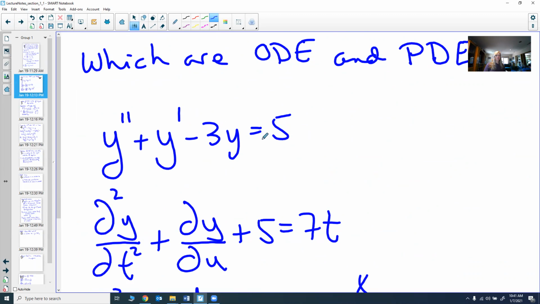So this is a differential equation, y double prime plus y prime minus 3y equals 5. When we write it this way, it is assumed, because of the notation, that it's a derivative of y with respect to whatever the one independent variable is. So that means that this one happens to be an ODE.